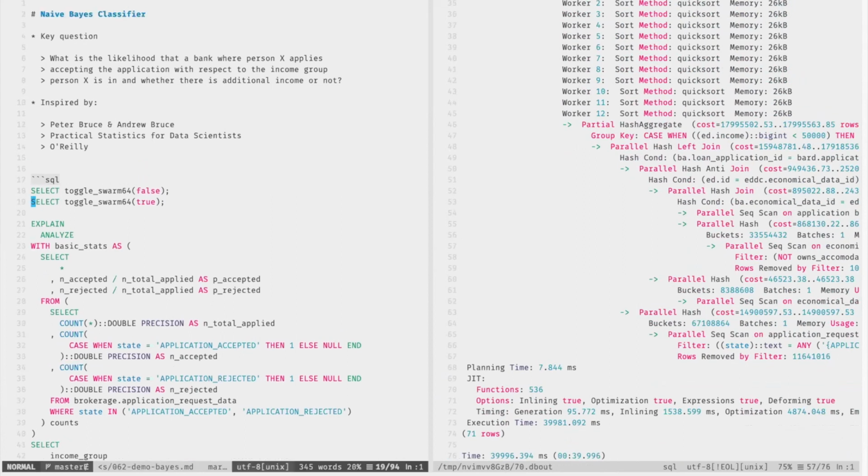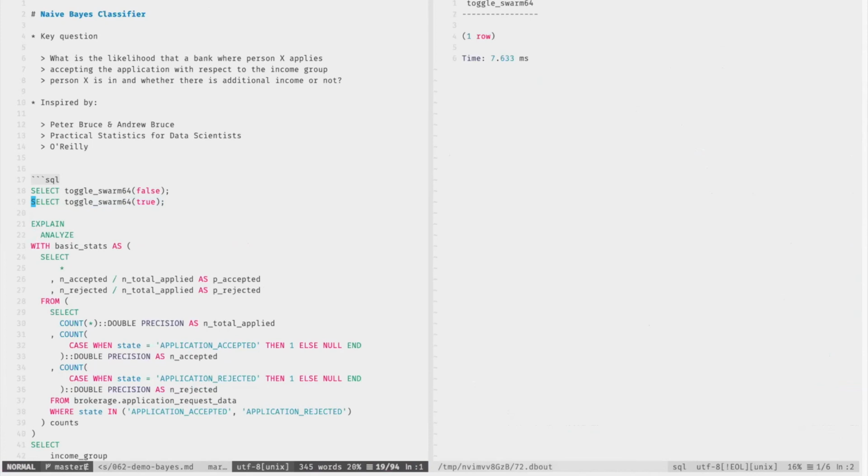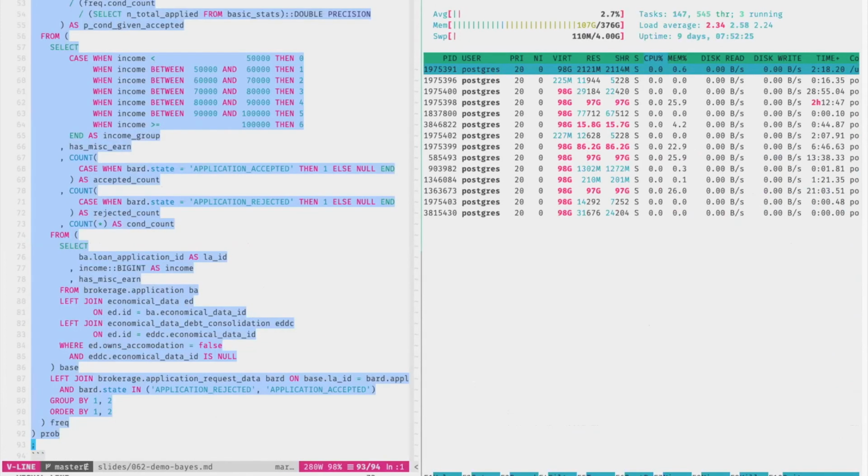Now, toggling on Swarm, and just rerunning the same thing again. I'm going to show you HTOP again, and just run it.